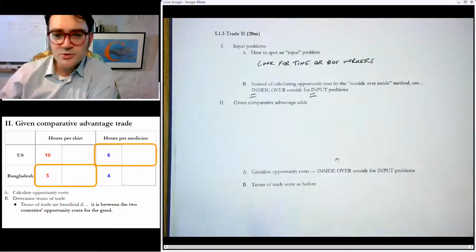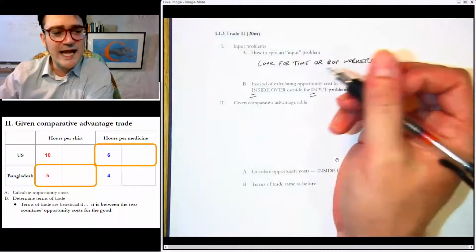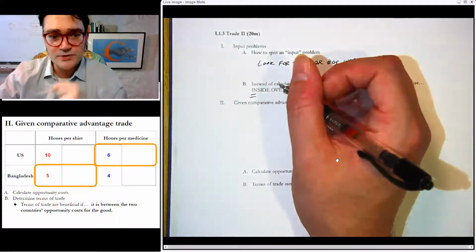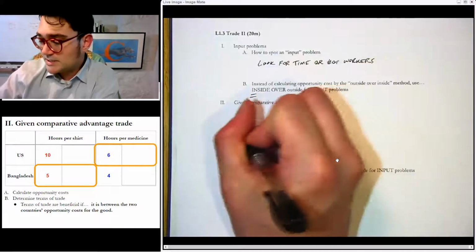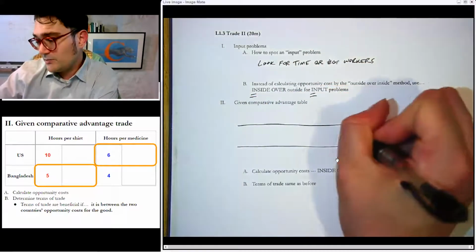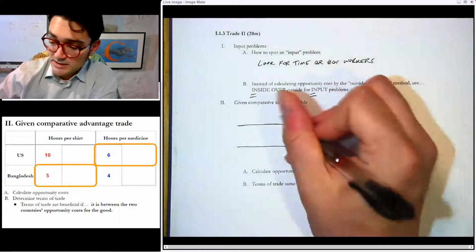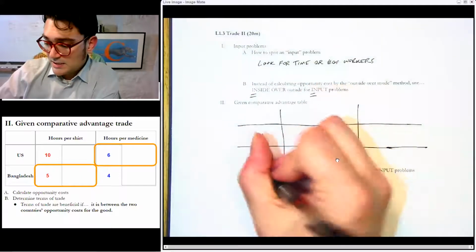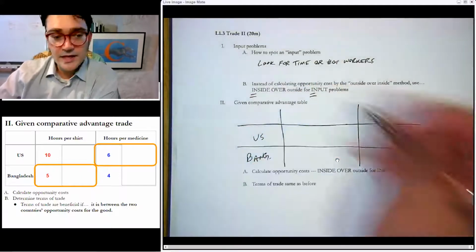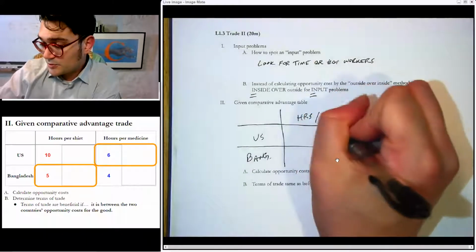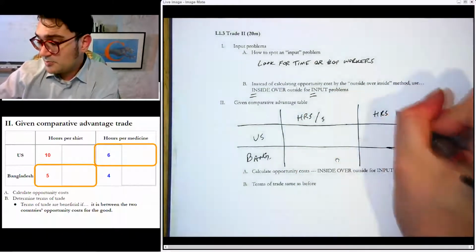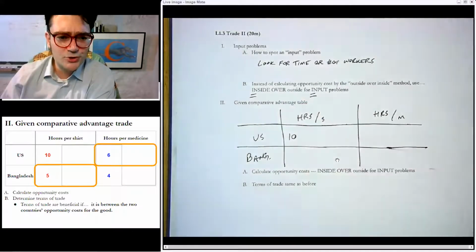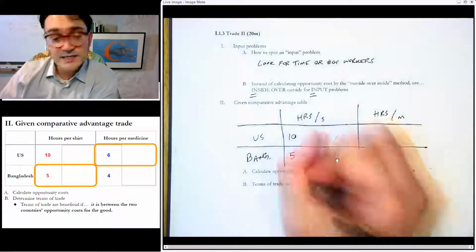So this is going to be two countries, the US and Bangladesh, and the hours per shirt. Notice in the table it says hours to make one shirt or to make one unit of medicine. Let's set up our table, and again we'll leave ourselves lots of space. We've got the US and Bangladesh, hours per shirt and hours per unit of medicine. The United States takes 10 hours to make one shirt. That's a long time. Bangladesh, on the other hand, takes 5.